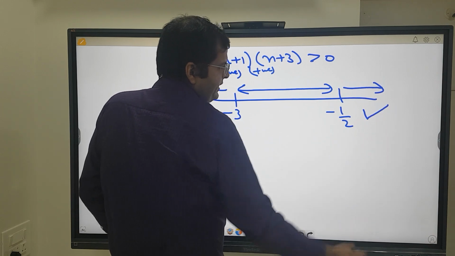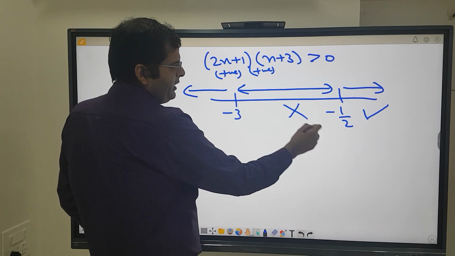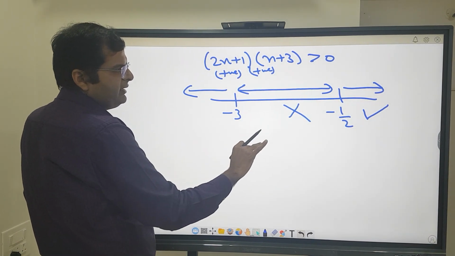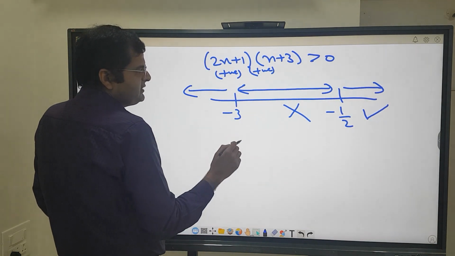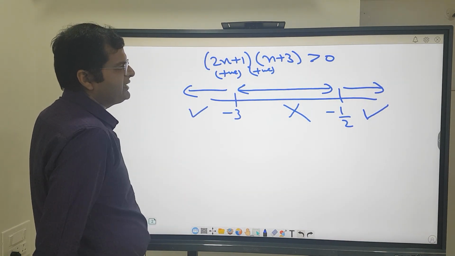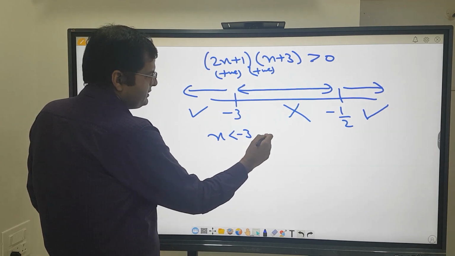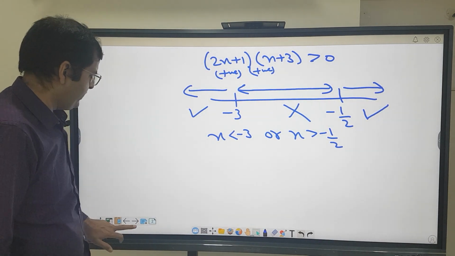That means I'll put a tick here. Any value in this region satisfies the inequality. That means no value in the middle region will satisfy, because alternately you will get satisfying and not satisfying in the regions. So here it is satisfying, here it is not satisfying, so here it should also satisfy. So what I get is x is less than minus 3 or x is greater than minus 1 by 2.